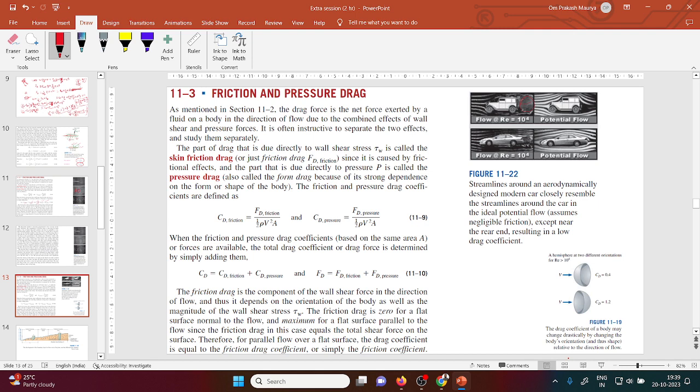Actually, what is done in this figure is we try to reduce the drag coefficient. Why? Because it's directly related to fuel consumption. If your drag coefficient is less, then definitely your fuel consumption will be less as compared to if the drag coefficient is more. So this is the only graphical thing.